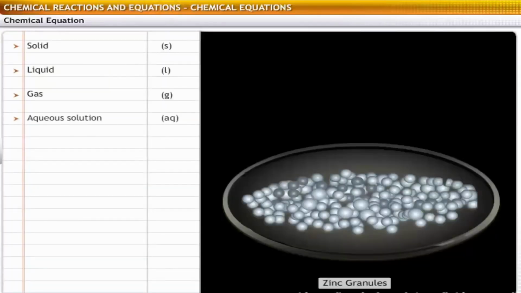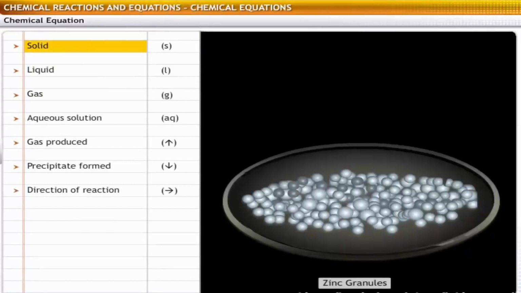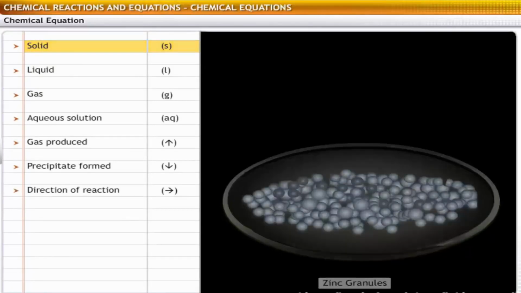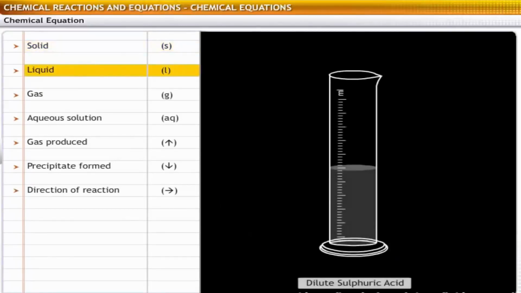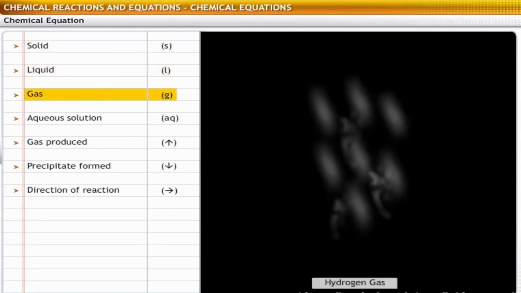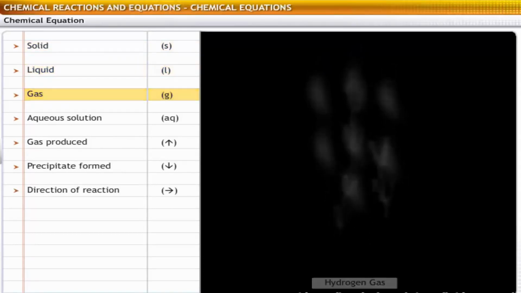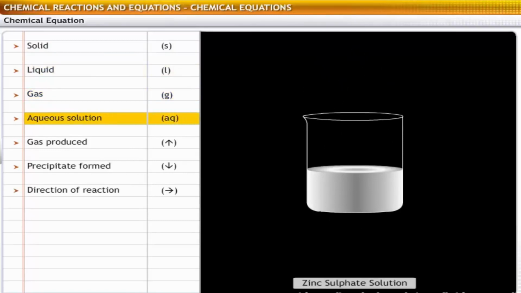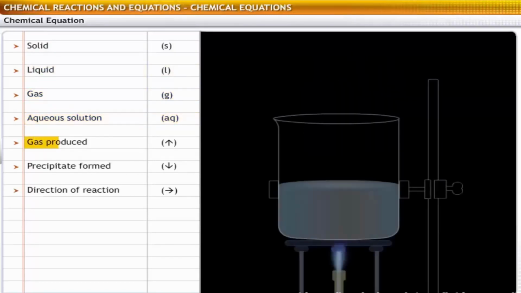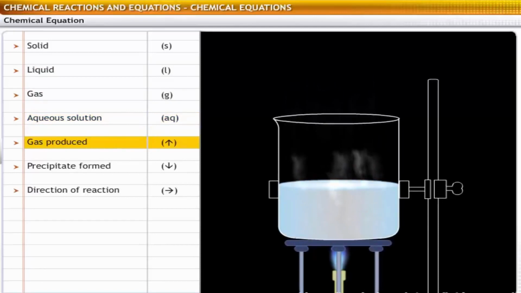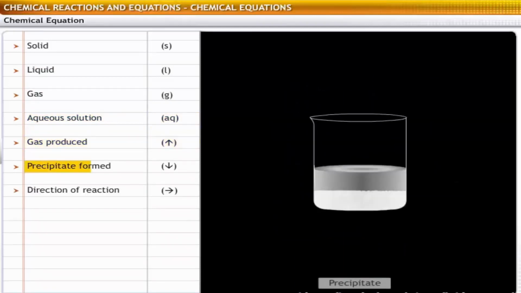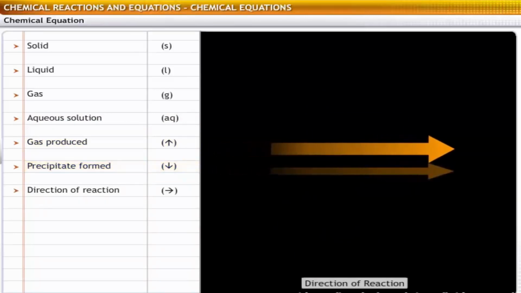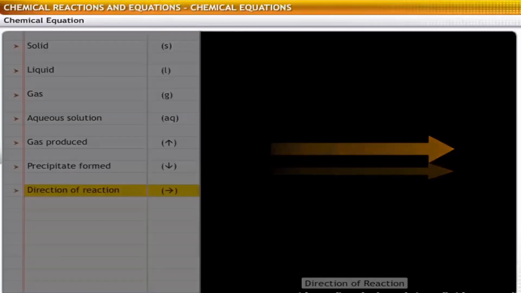In chemical equations, you denote a solid with S, a liquid with L, a gas with G, an aqueous solution as AQ, a gas produced with an arrow pointing upward, and a precipitate formed with an arrow pointing downward. The reactants and products are separated with an arrow, which points in the direction of the reaction.